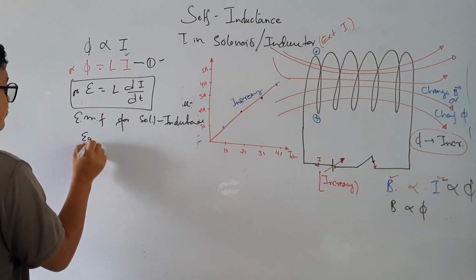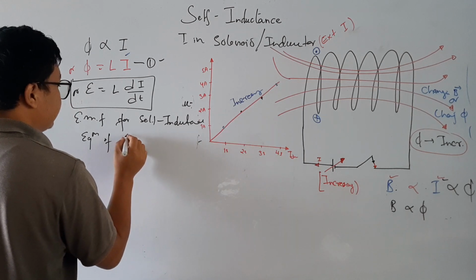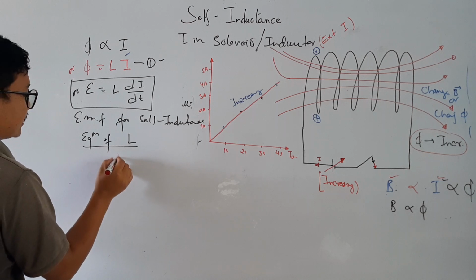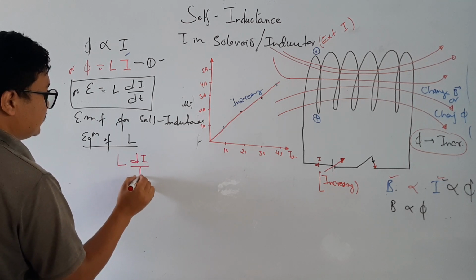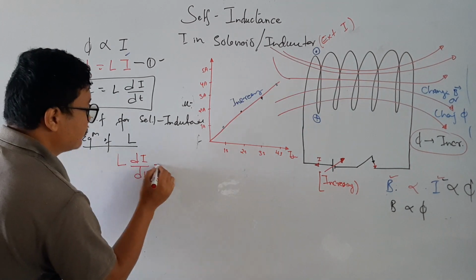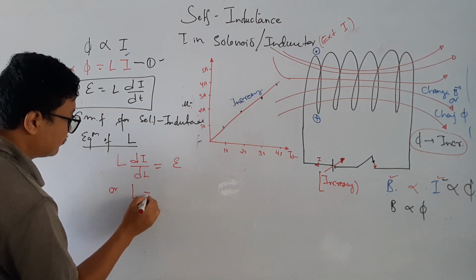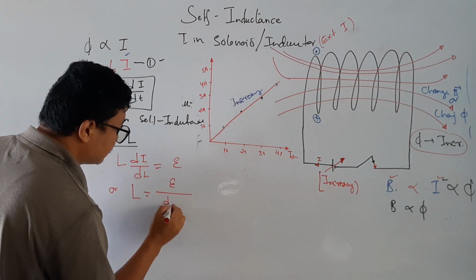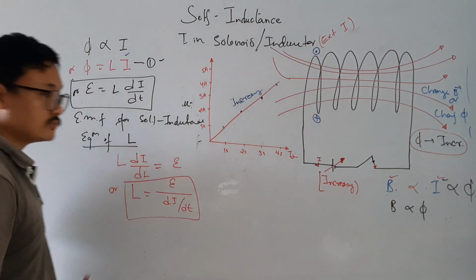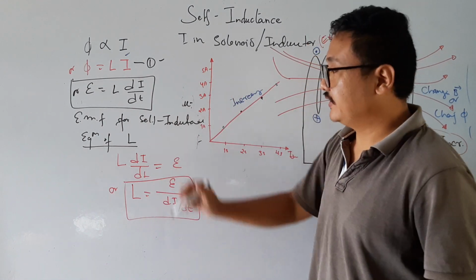So now next is the equation of self inductance, that is L. How do I get self inductance? I can write L di by dt is equal to epsilon. Then I need L, so L is equal to epsilon divided by di by dt. This is the equation of self inductance.